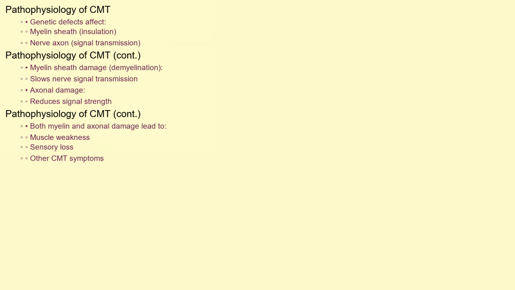Now, let's delve into the pathophysiology of CMT. The genetic defects typically affect either the myelin sheath, which insulates and protects the nerve fibers, or the nerve axon itself, responsible for transmitting electrical signals. Damage to the myelin sheath, known as demyelination, slows down nerve signal transmission. Axonal damage, on the other hand, reduces the strength of the signal. Both types of damage contribute to muscle weakness, sensory loss, and other characteristic symptoms of CMT.